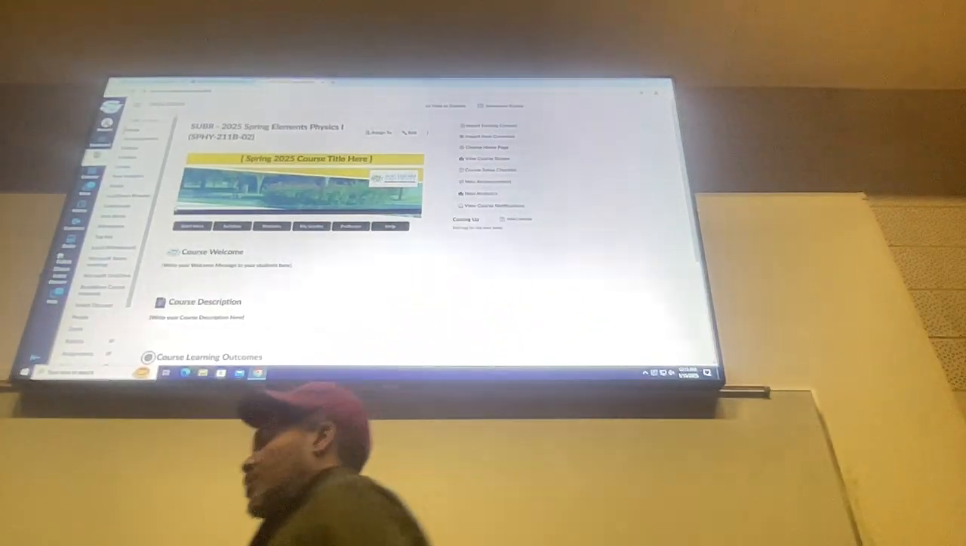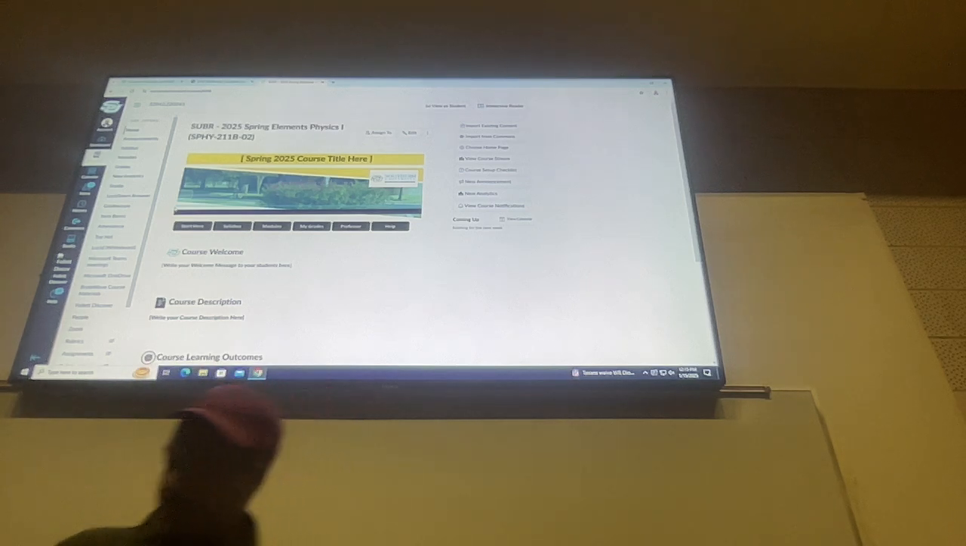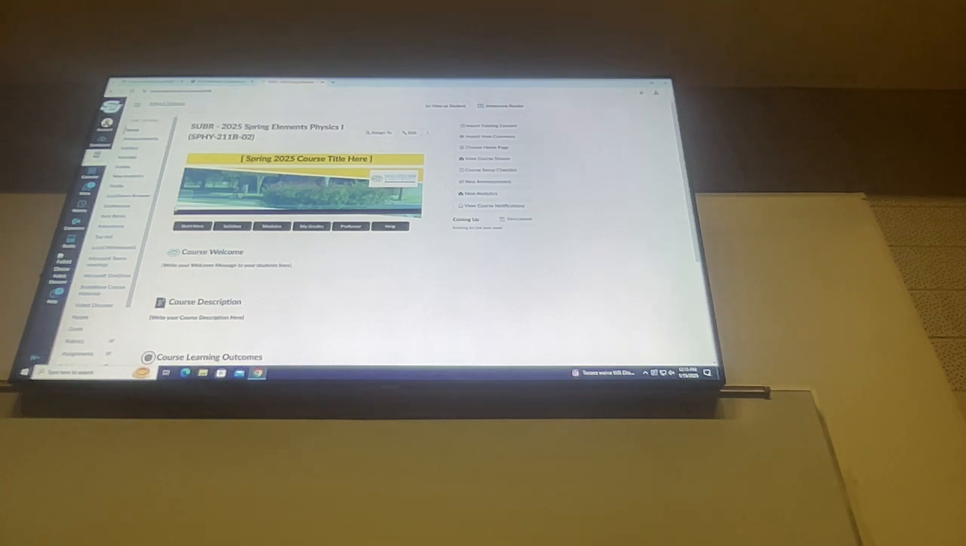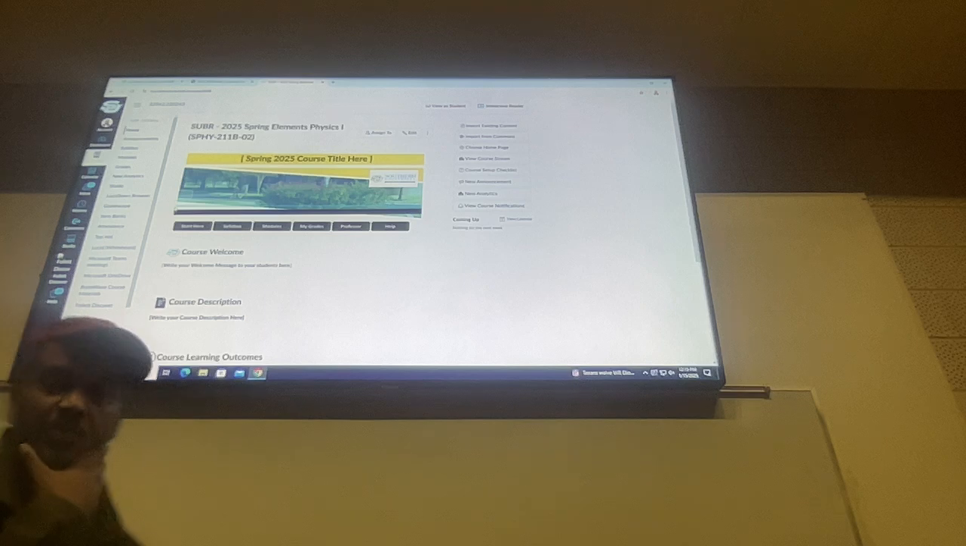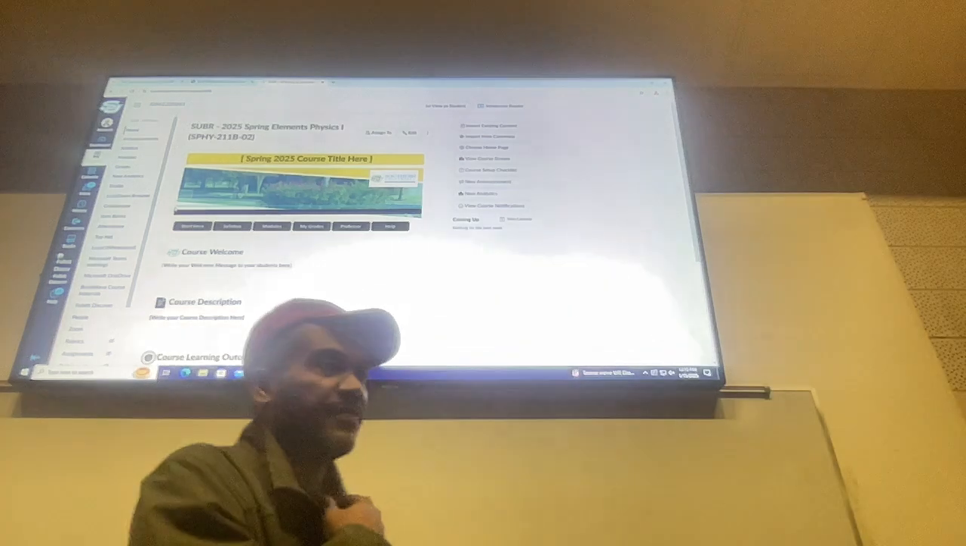So if you have not noticed already, I loaded a new module to the Canvas. So for all of you who have your laptops here or your phones or whatever, let's go to the Canvas and see if we can get registered in the Mastering Physics.